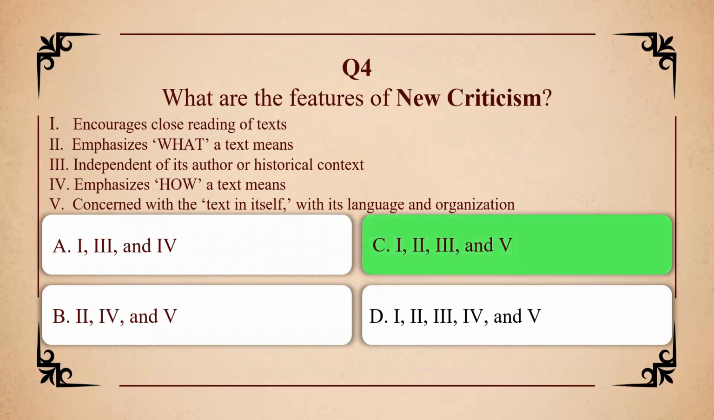When the emphasis is on how a text means, it's structuralist literary theory. This literary theory, which is based on Ferdinand de Saussure's linguistic theory, assumes that literature, as an artifact of culture, is modeled on the structure of language.